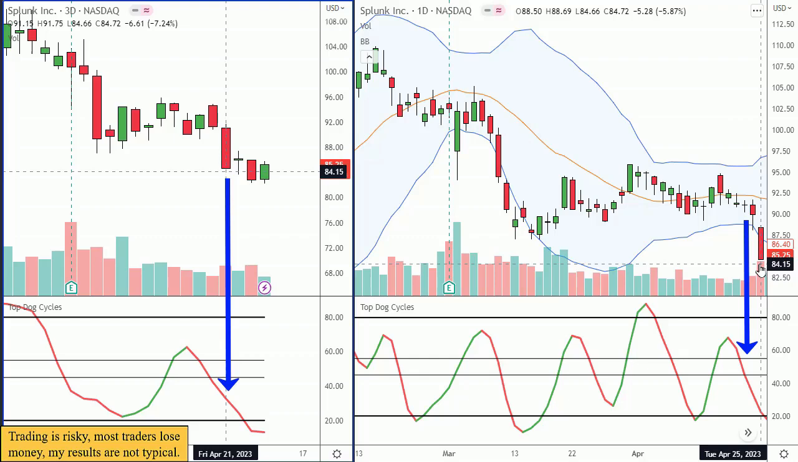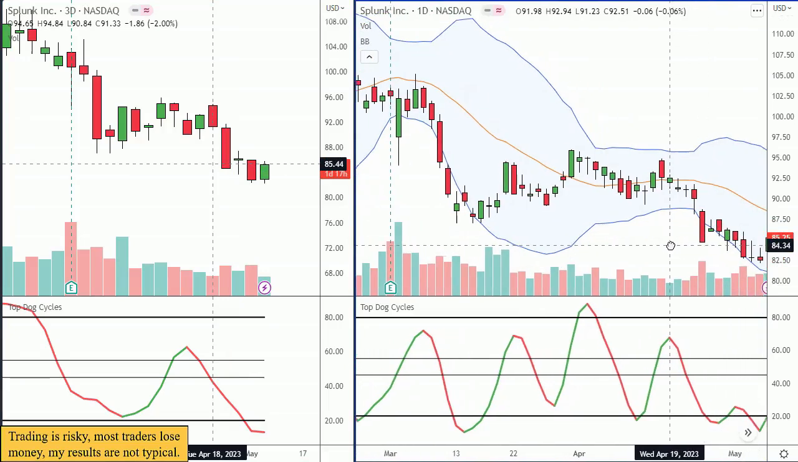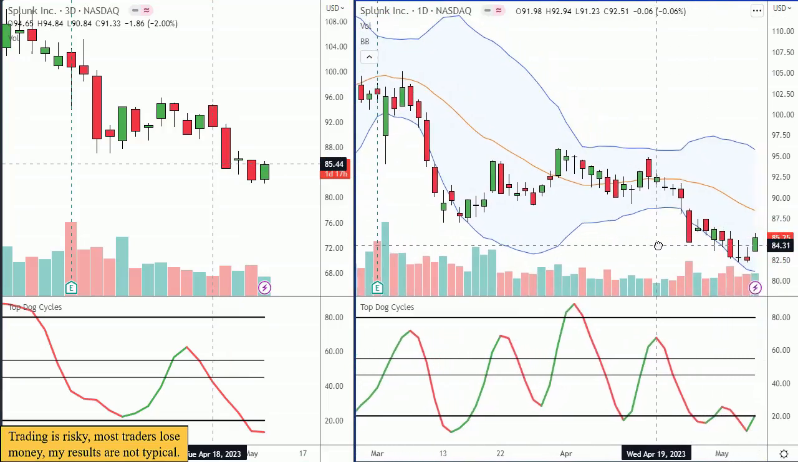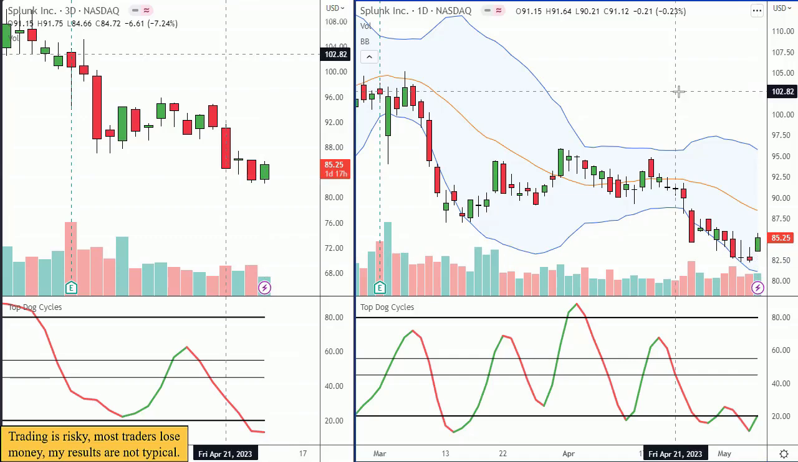Now, I didn't get out of all my position there. I got out of half of my position. And by the way, it did continue to go down a little further, a little further, a little further, and there we are today. And then it popped back up. So that is the secret.